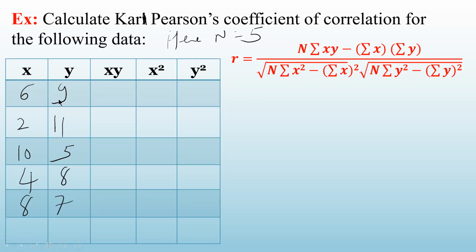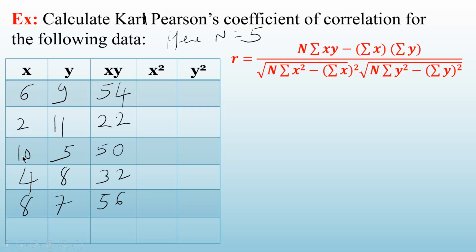X into y. So 6 into 9, that is 54. 2 into 11, that is 22. 10 into 5, that is 50. 4 into 8, that is 32. And 8 into 7, that is 56. Quickly you can complete this column. Multiply x with y and get the answer. Whatever answer you get, write down in this column.